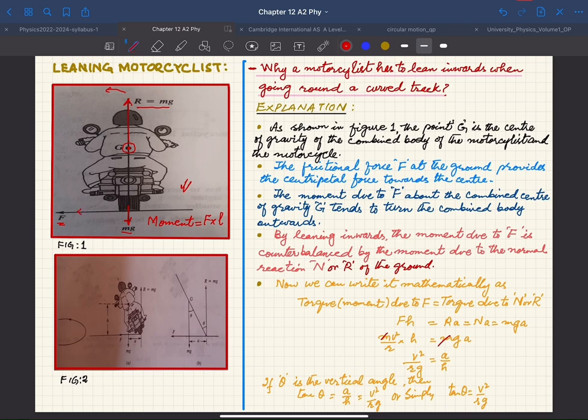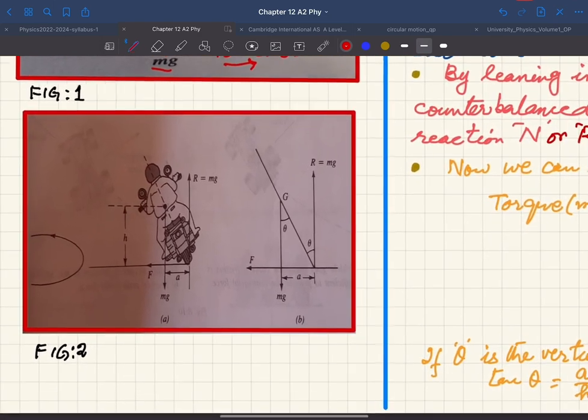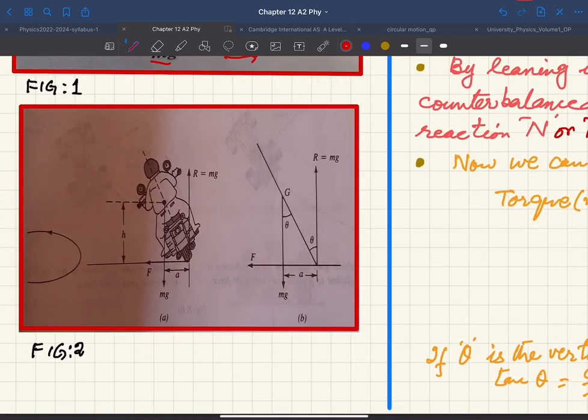This force is giving you the clockwise rotation. If you are not leaning, this is the only force, and because of this force, the moment you are suffering from will be clockwise, and you will fall. You cannot take the turn easily, or you cannot even take the turn. But what should we do, and when we are leaning inwards, what is actually happening? So this is very important.